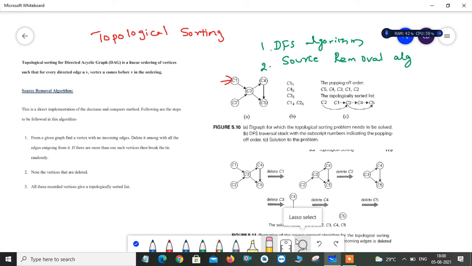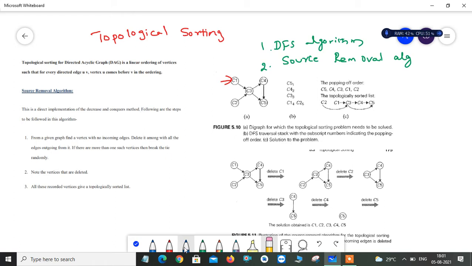Everyone, in this video I'm going to explain the concept of topological sorting in design and analysis of algorithms under the decrease and conquer technique. Before I explain the different ways you can solve topological sort, I'll give you a definition of topological sorting. Topological sorting is for any directed acyclic graph.